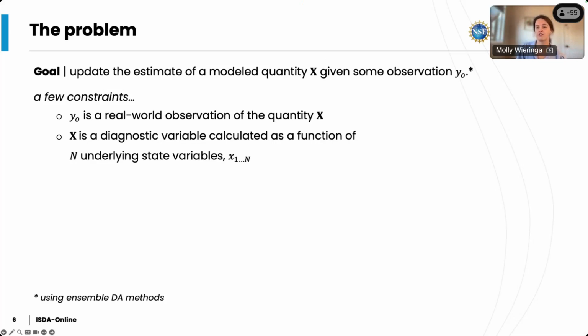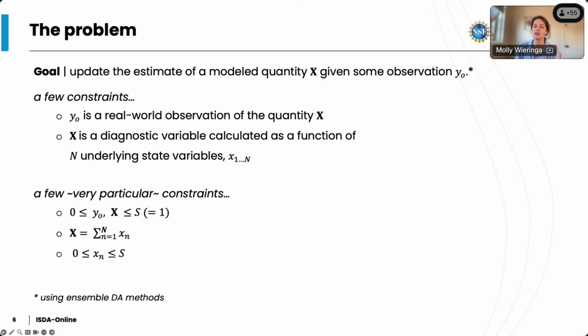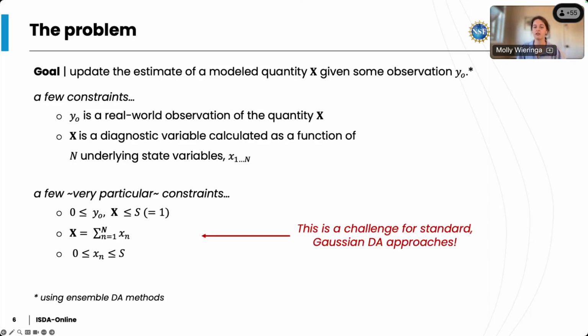But the thing that we're really interested in involves this additional set of more particular constraints, namely that Y naught and X represent a quantity that is physically bounded to be non-negative and less than some total value S, which for most of this talk is going to be 1. We're also going to say that X is specifically defined to be the sum of a number of subcategories X sub n, and each of those subcategories, which are state variables, are also bounded between 0 and the total sum S. So these additional constraints define a system that is a challenge for standard DA approaches, which typically don't like bounded non-Gaussian behavior. We can illustrate some of these challenges with a couple of simple examples.